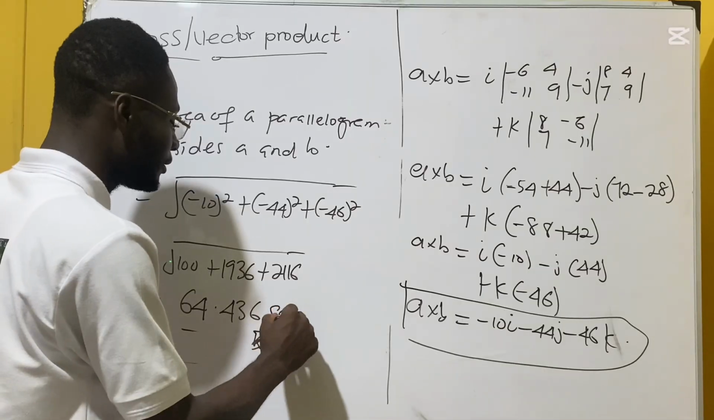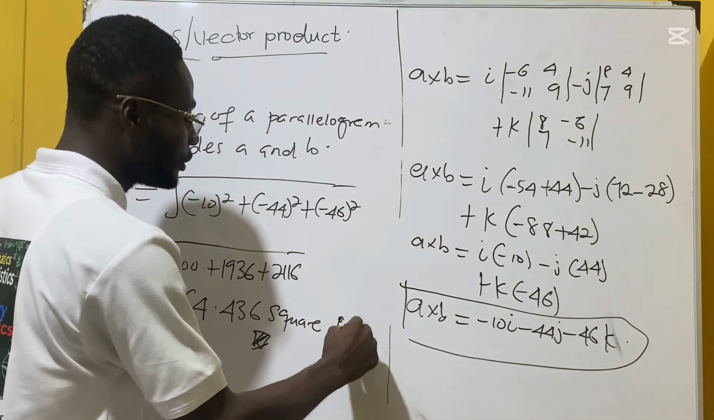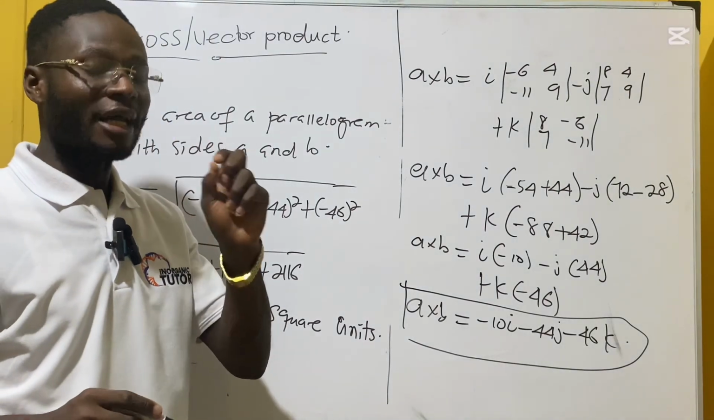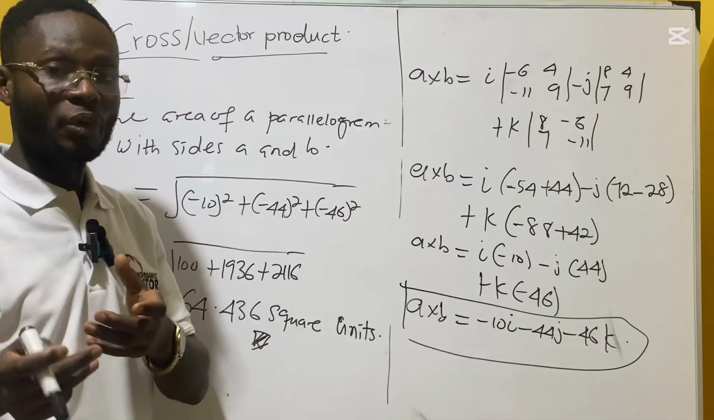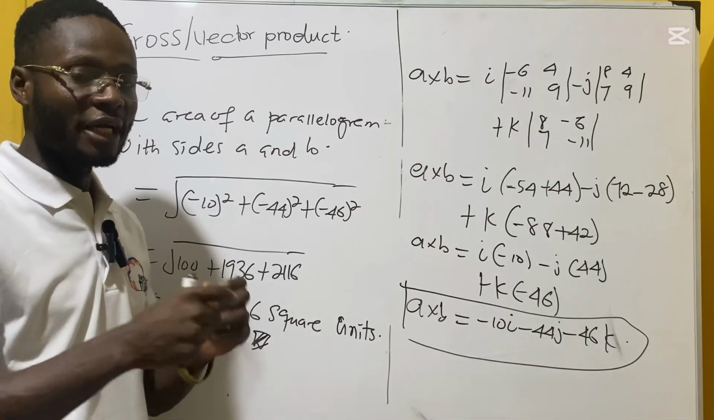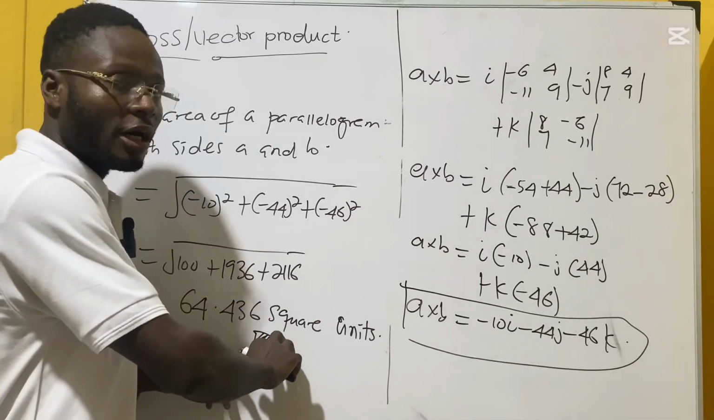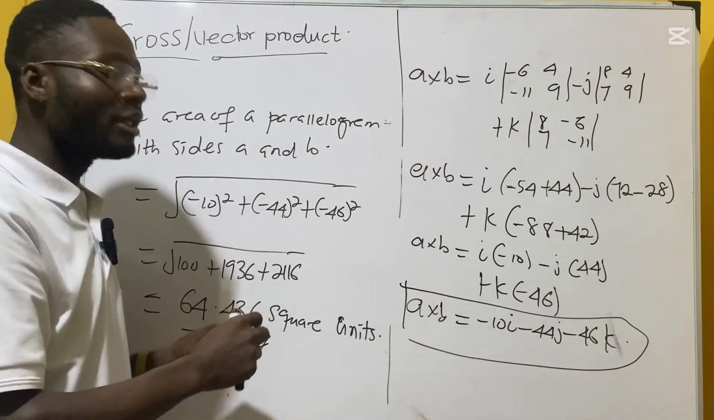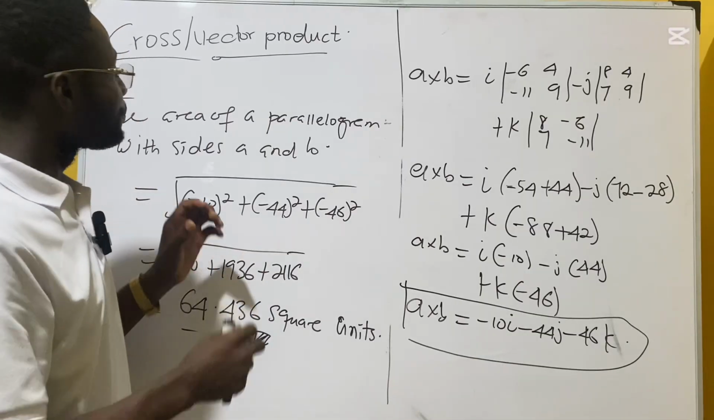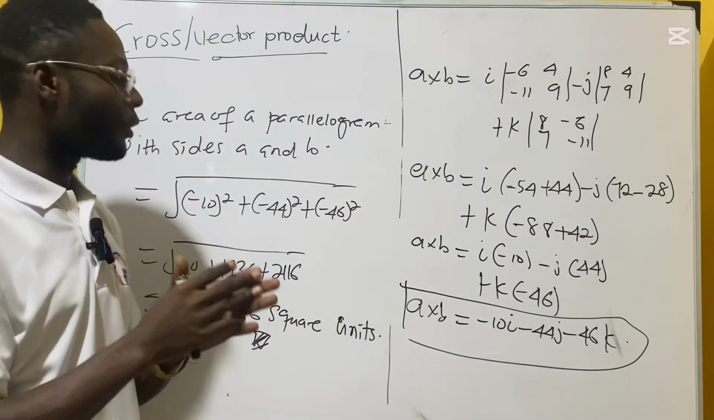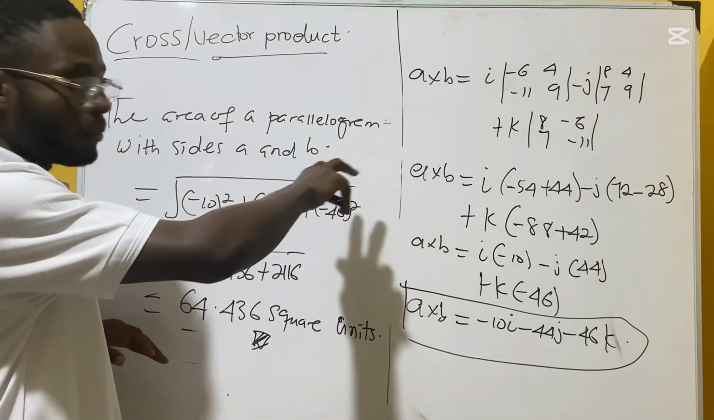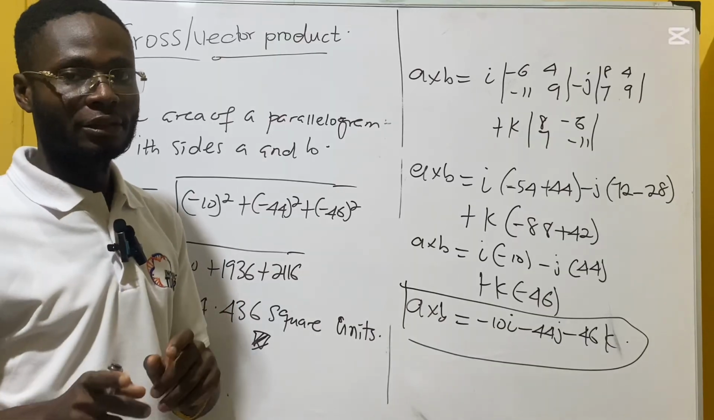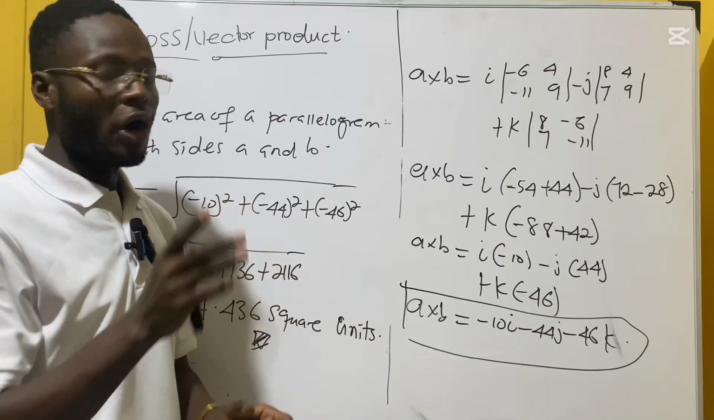So that is 64 squared units, because certainly you have a particular unit for every quantity, right? But over here, we don't know the actual unit. So we say we have a square unit. So whatever the unit is going to be, then we add it up. So, area is squared, right? So the area of this parallelogram with sides A and B is 64.436 square units. So let's look at the last example under vector product.